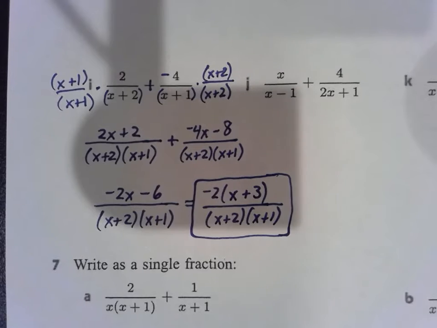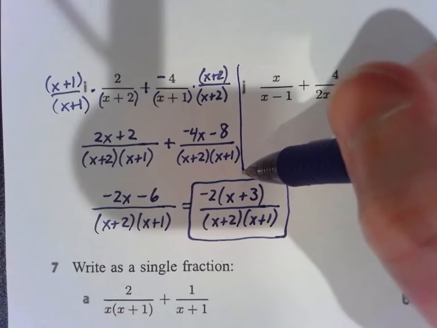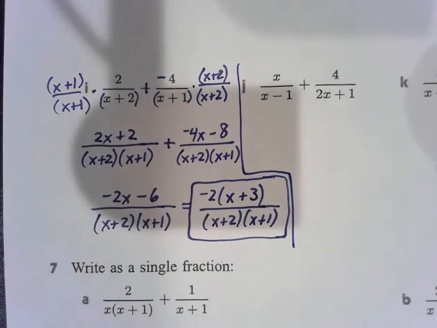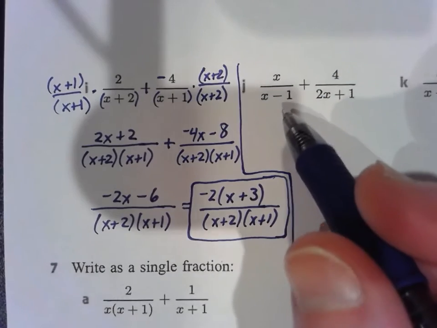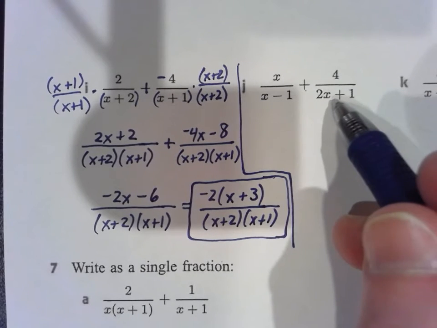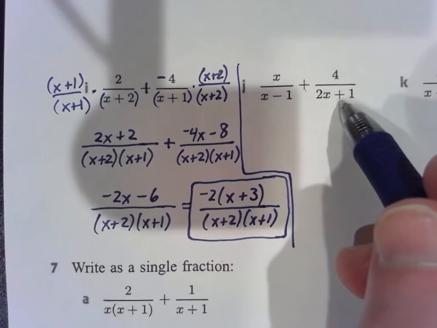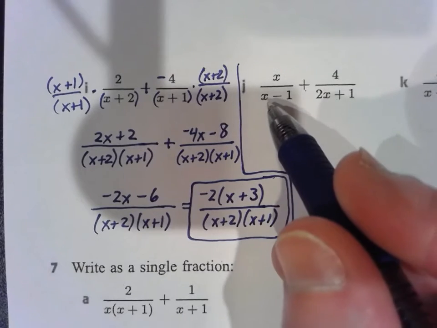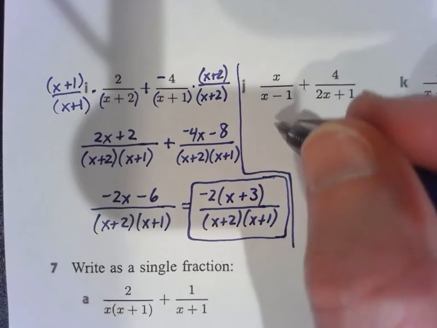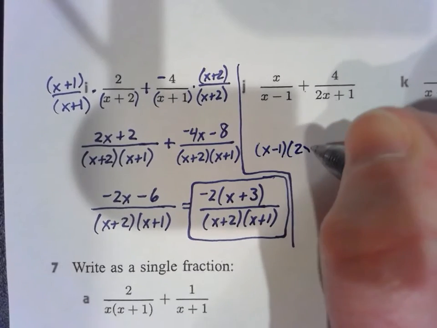Now so that I experience how tight the writing has to be on these problems. In letter J, so I'm going to draw a line here to separate. So it's an addition problem, so I need common denominators. I don't have to distribute anything here. So x minus 1 and 2x plus 1. There's nothing common about those factors, so I know my denominator needs an x minus 1 and a 2x plus 1.